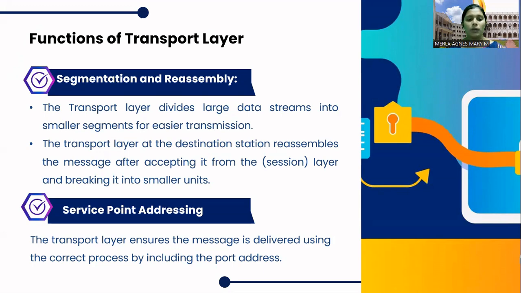Then the service point addressing. The service point addressing is none other than the port address. Already we have seen the MAC address in the data link layer and the IP address in the network layer, and the transport layer checks the port address. Based on the port address, the message will be delivered to the correct process.